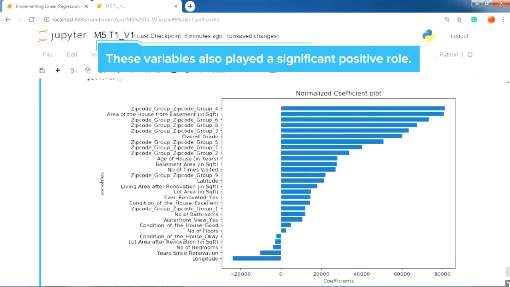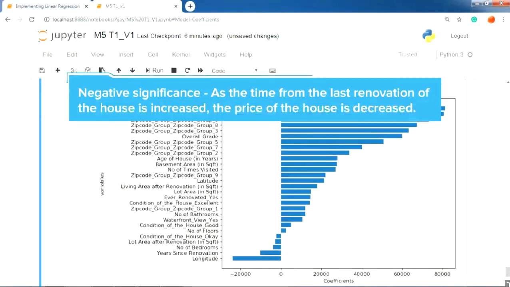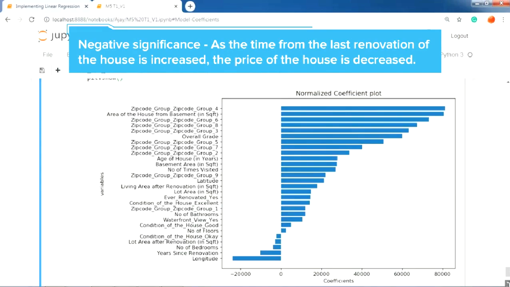Some other independent variables like number of bathrooms, lot area, number of times visited, basement area, condition of house excellent, waterfront view have also played a significant positive role. Coming to the features with the negative significance, years since renovation has received quite a bit of negative significance. This tells us that as the time from the last renovation of the house increased, the price of the house decreased. Or in other words, customers often prefer the houses that are recently renovated.